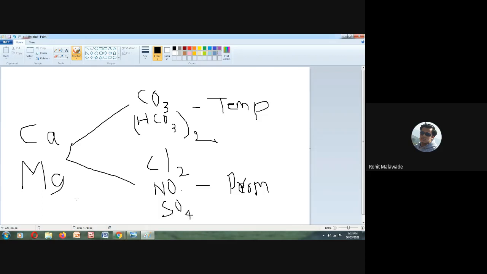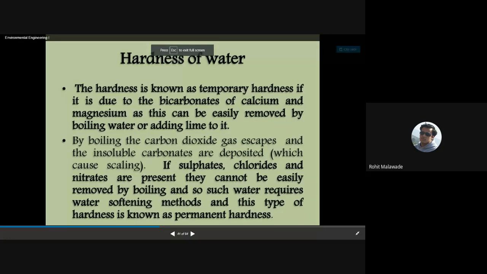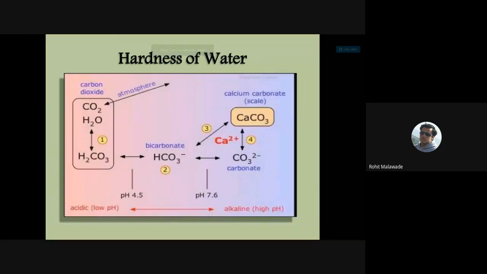If calcium and magnesium is associated with carbonate and bicarbonates, then it is going to impart temporary hardness. If it is associated with chloride, nitrate, and sulfates, it is going to impart permanent hardness to the water. Okay. Now we will discuss hardness of water in detail.